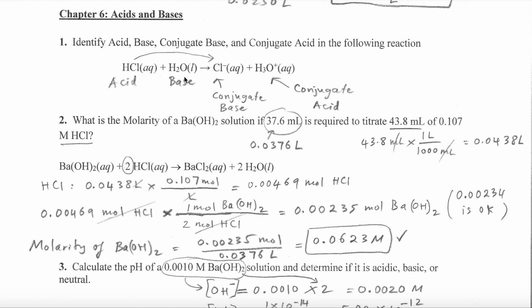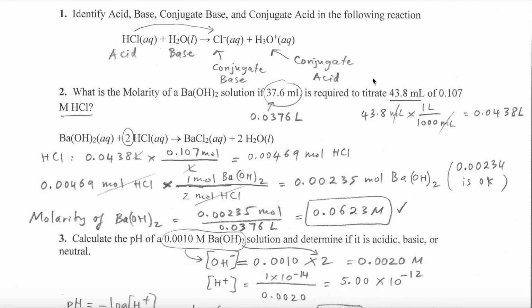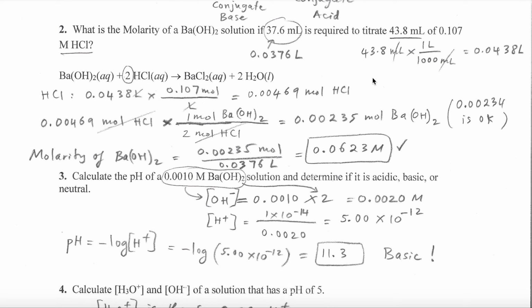Water will take the hydrogen from the acid to become H3O plus, and that's the same as H plus. And what's left is Cl minus. That's known as the conjugate base. It's related to HCl. Water is a base. H3O plus is a conjugate acid. It's related to water. Okay, now that's the definition of acid and conjugate base, base and conjugate acid.